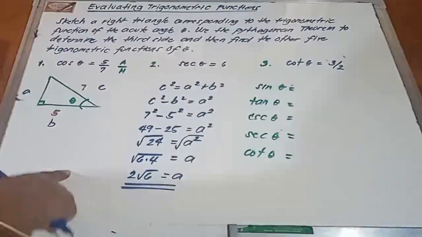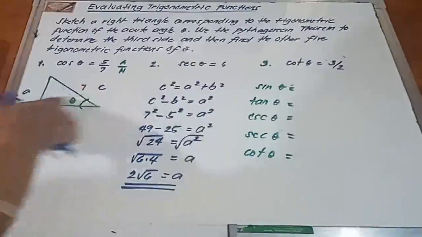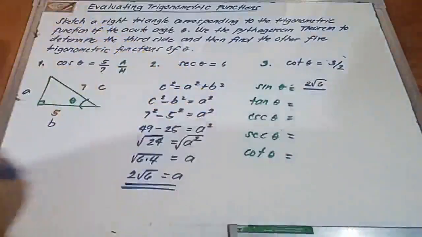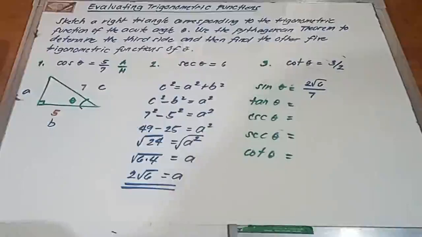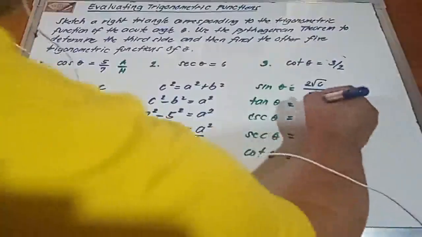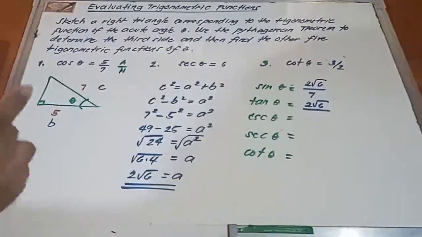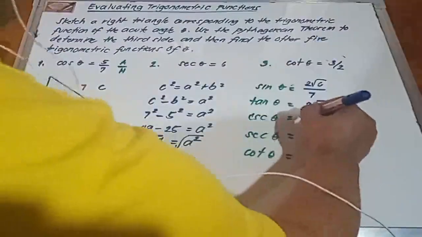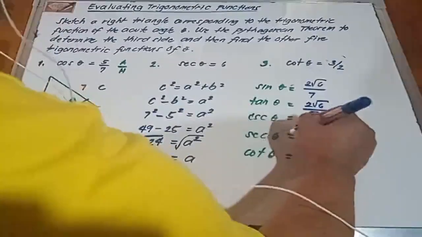For sine theta, we have a over c, for opposite side of the hypotenuse. That is 2 square root of 6 over 7. Okay? And for tangent theta, that is opposite over adjacent. So 2 square root of 6 over 5. Okay? And then for cosecant, reciprocal lang nito. So we have 7 over 2 square root of 6.